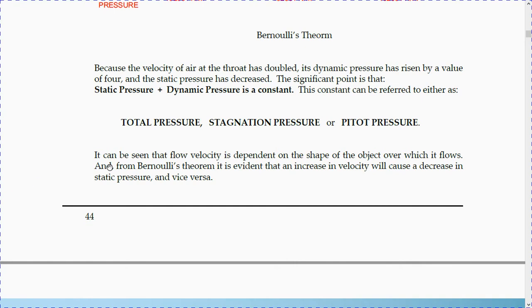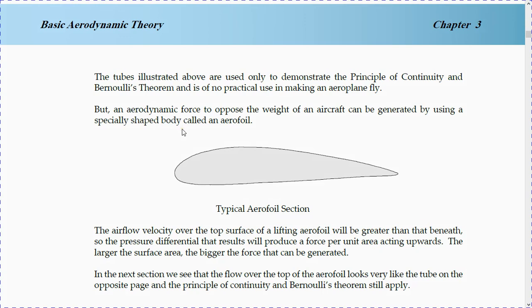It can be seen that flow velocity is dependent on the shape of the object over which it flows, and from Bernoulli's theorem it is evident that an increase in velocity will cause a decrease in static pressure, and vice versa. The tubes illustrated above are used only to demonstrate the principle of continuity and Bernoulli's theorem, and are of no practical use in making an airplane fly.